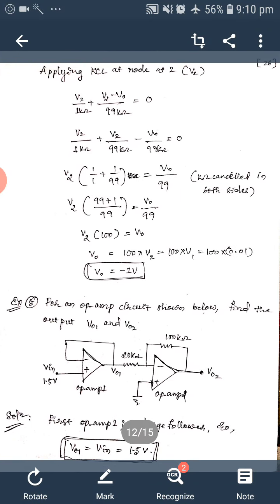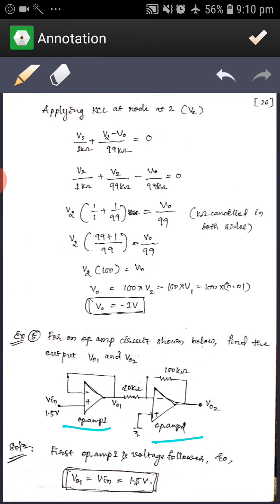In the next problem, similarly, we have two op amps here, but it is directly matching with the standard circuits. This is a voltage follower, because the negative terminal is connected to the feedback and the input is connected to the positive terminal.